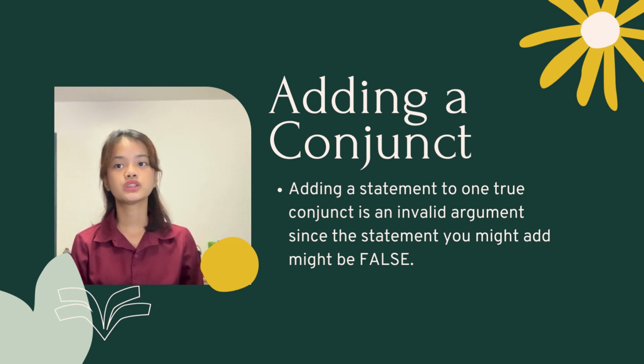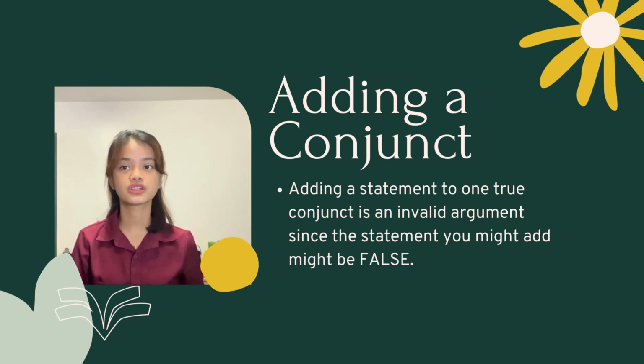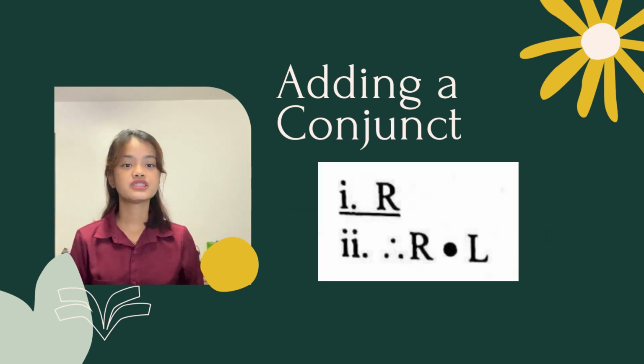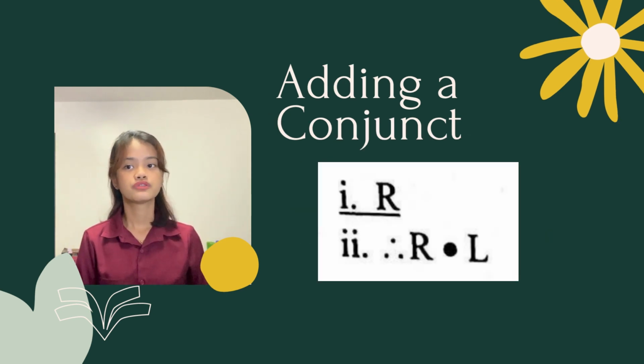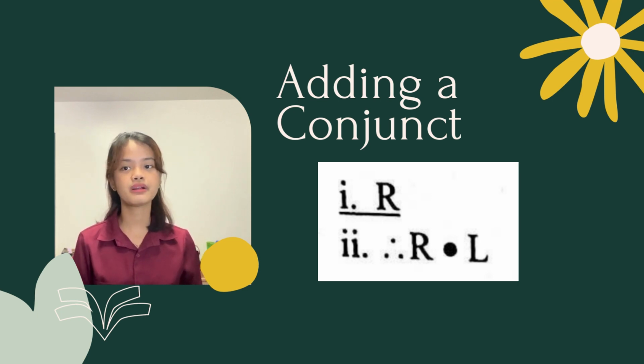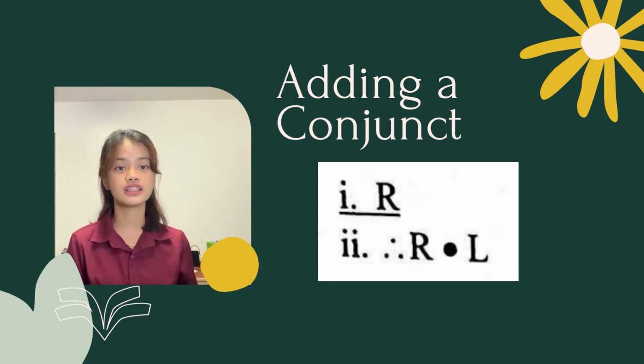Adding a statement to one true conjunct is an invalid argument called adding a conjunct. The statement na ina-add mo may be false, and if you can remember, according sa conjunctions, it must be composed of two true statements. The structure for this invalid argument is as follows. First, A. Second, therefore, A and B. Invalid to kasi baka yung na-add mo na conjunct, or yung B, ay false and hindi na siya mag-a-adhere dun sa rule ng conjunctions that both statements or conjuncts must be true. So, magiging invalid na yung argument, no.